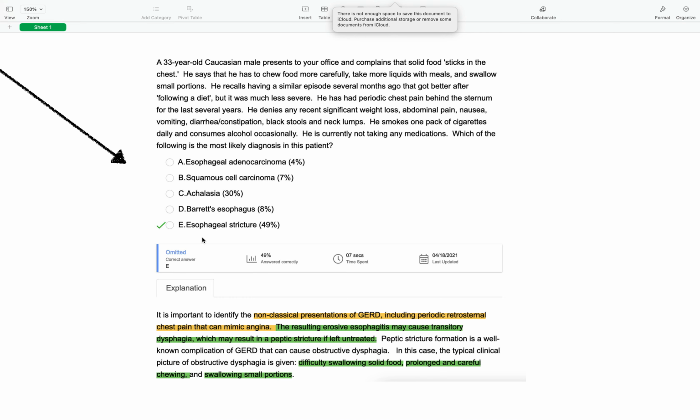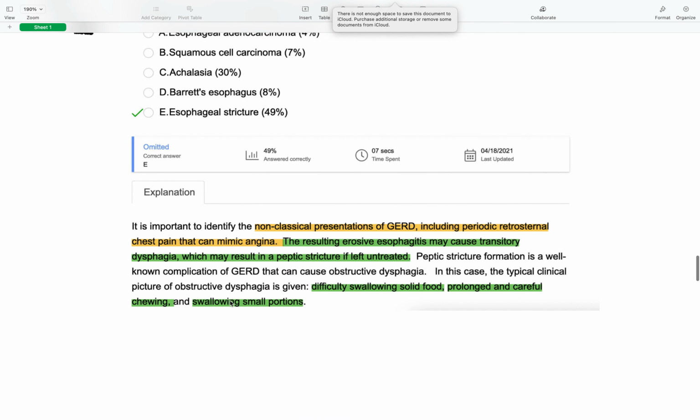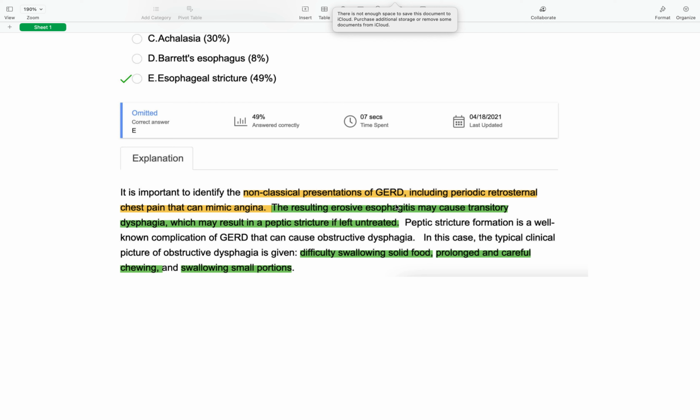Okay, so then it is important to identify the non-classical presentation of GERD, including a periodic retrosternal chest pain that can mimic angina, and this resulting erosive esophagitis may cause transient dysphagia, which may result in peptic stricture if left untreated. Okay, so peptic stricture formation is a well-known complication of GERD, and that can cause an obstructive dysphagia. So in this case, a typical clinical picture of obstructive dysphagia is given, which is difficulty swallowing solid food, prolonged and careful chewing, and swallowing small portions.